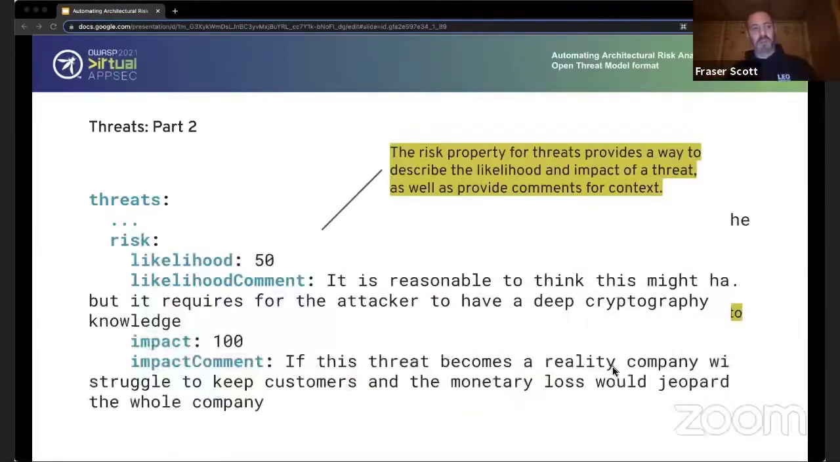This is still within the same threat example. We also need to know, what does this threat mean in terms of impact and likelihood? What are the risk attributes for this threat? So, maybe this is not a particularly scary threat, so the likelihood is only 50 because it's fairly complex or something like that. But maybe the impact is 100, depending on the context. And again, we can provide the additional context around why that number has been chosen with a comment field.